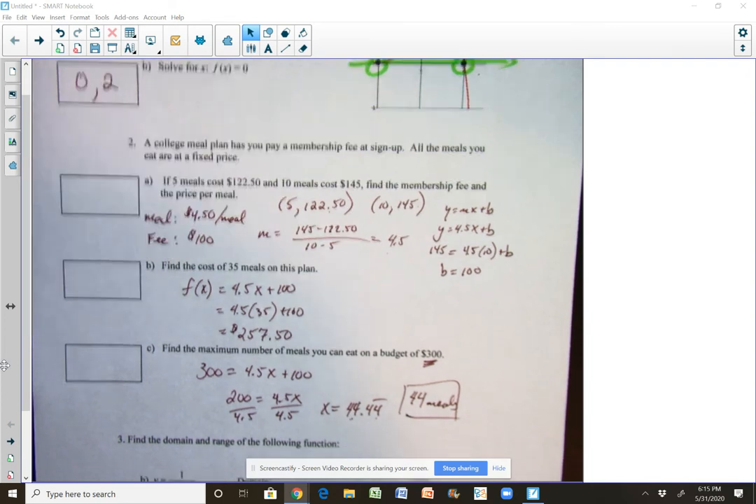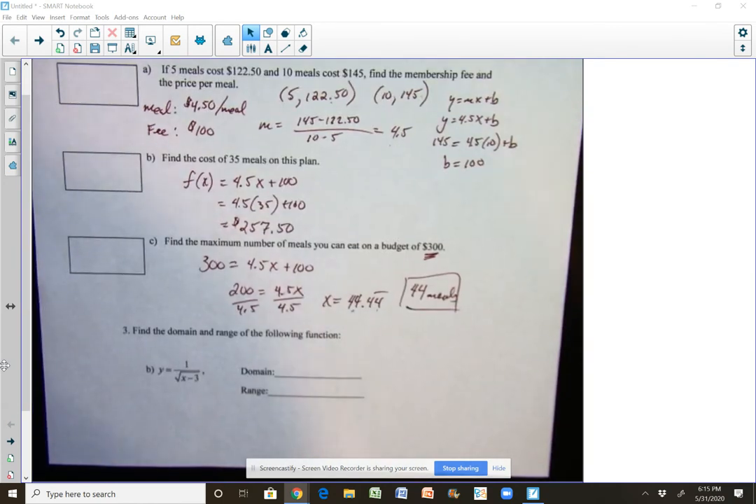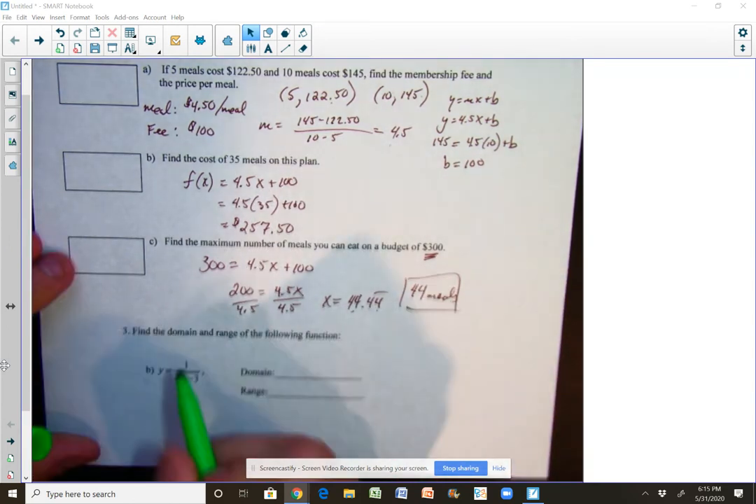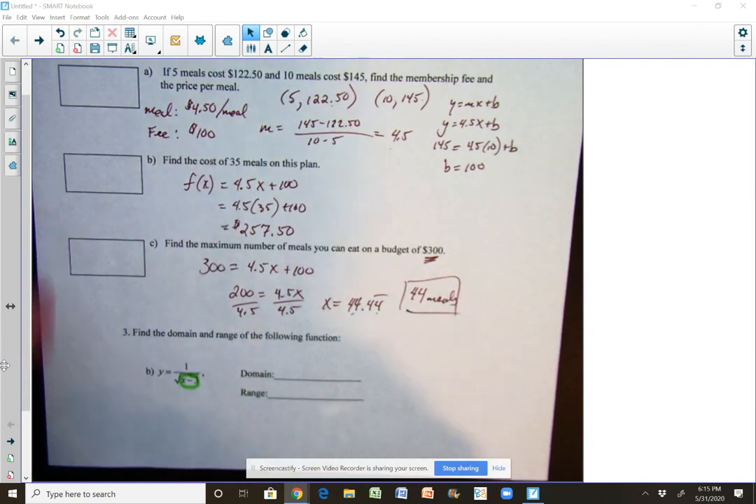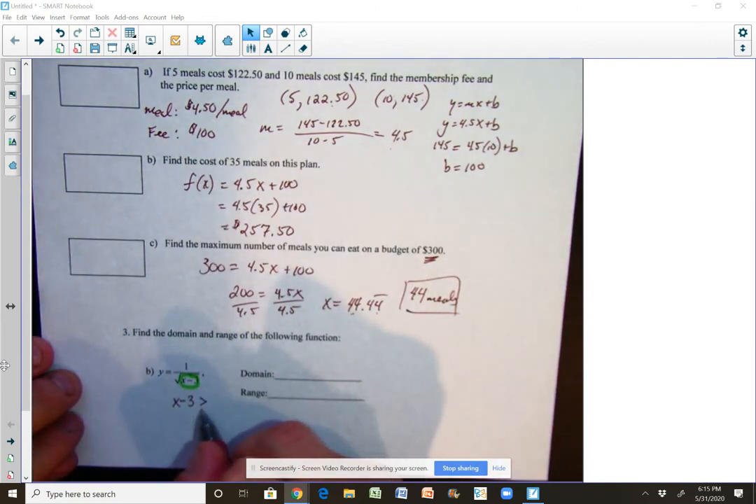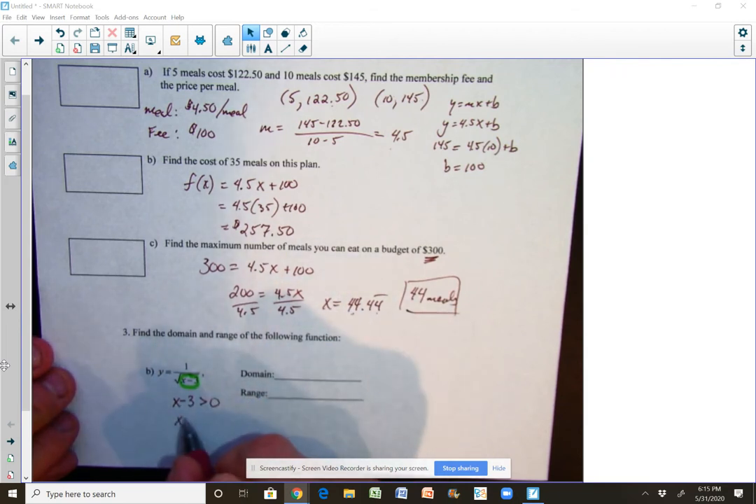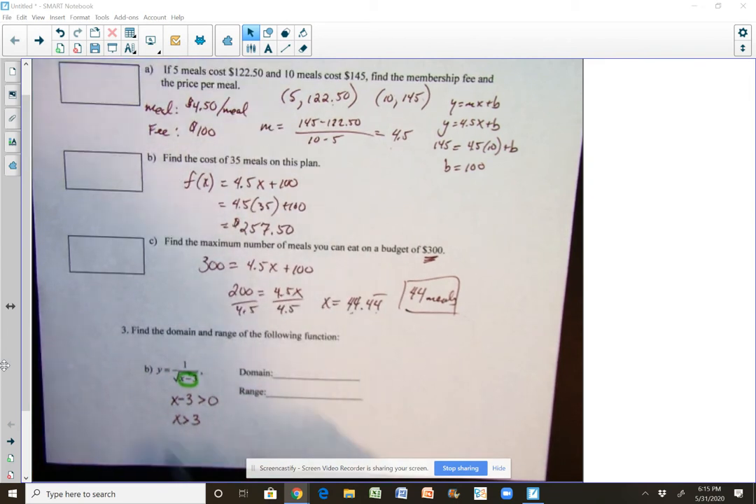All right, moving on to domain and range questions. That's at the bottom of the page here. A couple of things you could do if you remember a little bit about domain and range. One thing is if you remember about radicals, the radicand always has to be bigger than or equal to 0, but because it's in a denominator, we can't have it equal 0. So in this case, x would have to be bigger than 3 when you have the 3 over.